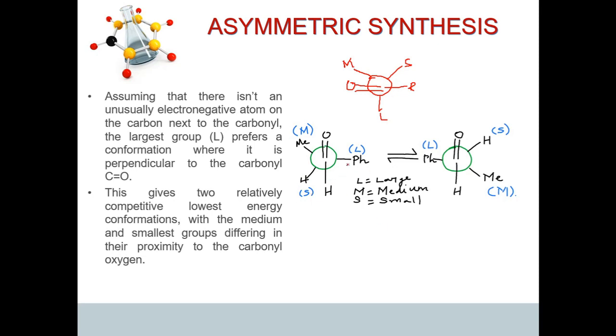Now if we rotate this carbon 180 degrees, we end up with another conformation where we have the phenyl group on the left-hand side, the small group at the top and the medium group at the bottom. According to the Felkin-Anh model, we end up with two relatively competitive lowest energy conformations, with the medium and small groups differing in their proximity to the carbonyl oxygen.